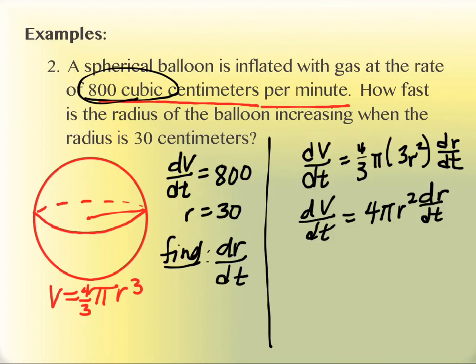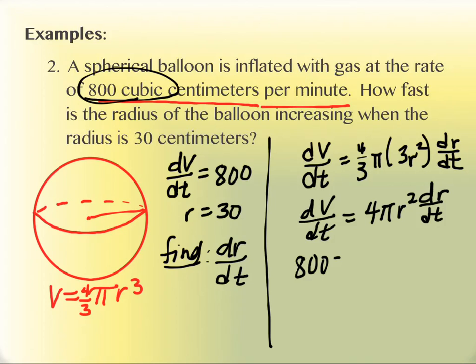And this one's not too bad because I actually have all these pieces, don't I? Let's see, dV dt is 800. The r is 30. And the only thing I don't know is dr dt, which is what I was looking for. So this one's actually a little bit cleaner than the last one, except that you didn't know the formula for the volume of a sphere. So. Details, details. I know.